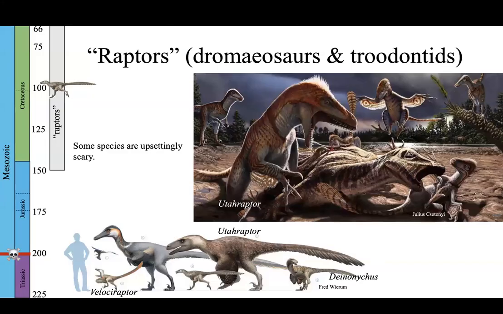But there are a couple species of these dromaeosaurs that are really big. Animals like Utahraptor are extremely scary predators. A huge raptor, like 20 feet long, with gigantic claws. Yeah, I don't have much else to say other than these are really upsettingly scary.